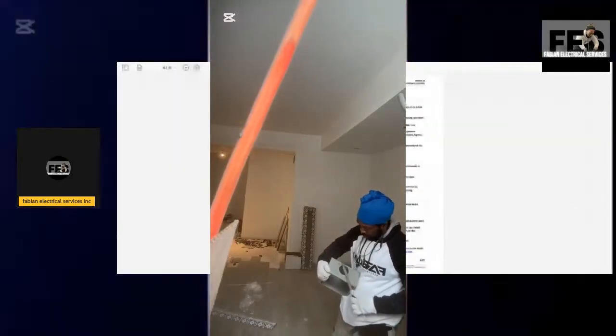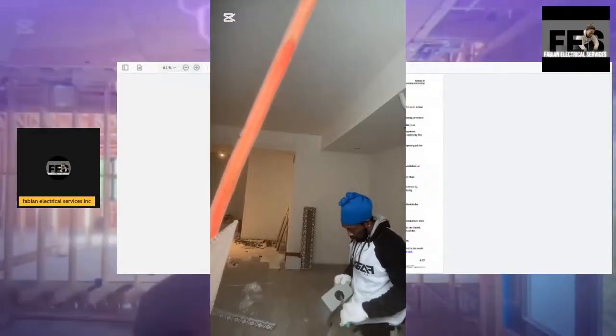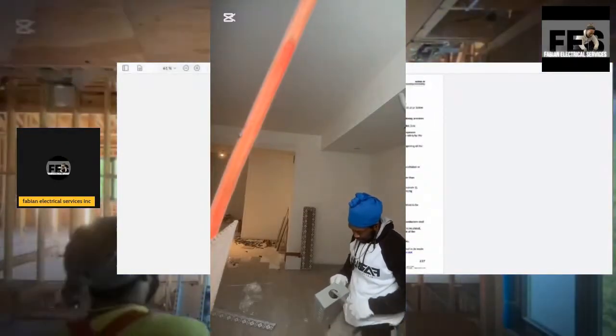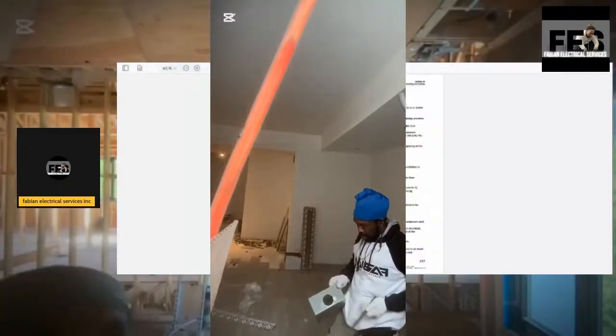This box again is going to be for the installation of the electrical generator that's going to be located on the outdoor beside the main electrical meter base for the home.